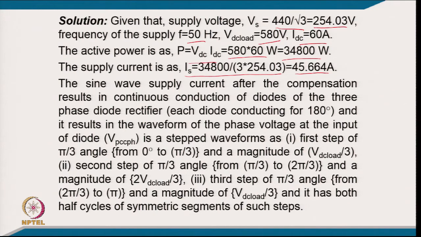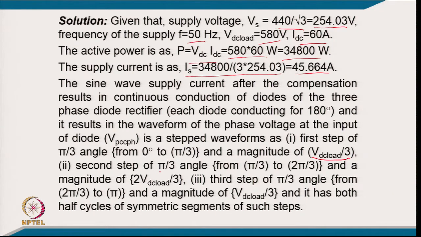The sine wave supply current after compensation results in a continuous conduction of diodes of the 3-phase bridge rectifier, each diode conducting for 180 degree, and it results in the waveform of the phase voltage at the input of diode VPH, a stepped waveform, with first step of pi by 3 angle from 0 to pi by 3, and a magnitude of VDC by 3, that is DC link voltage by 3.